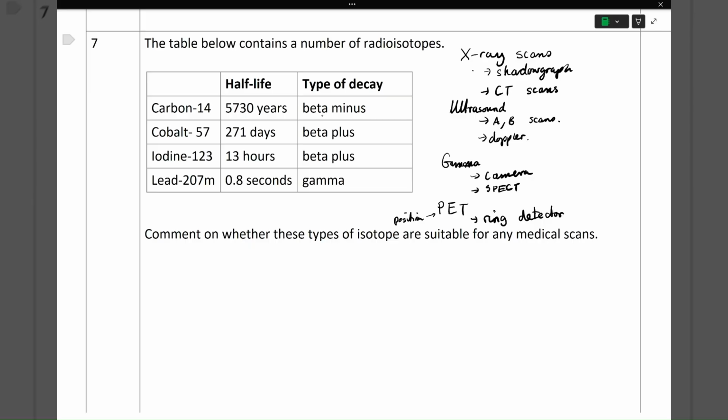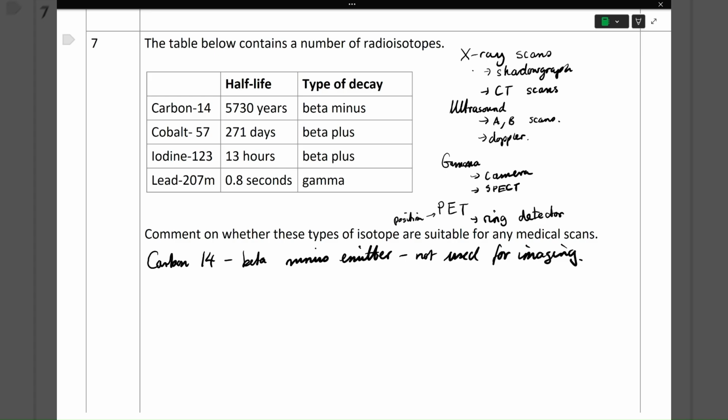So this is a good place to start. Just types of decay initially as we look down this list. Well, beta minus doesn't feature on our list anywhere as a type of radioactive decay we typically use in imaging. So that's probably a good place to start. Carbon 14, beta minus emitter, which is not used for imaging. Then we've got two beta plus possibilities here.